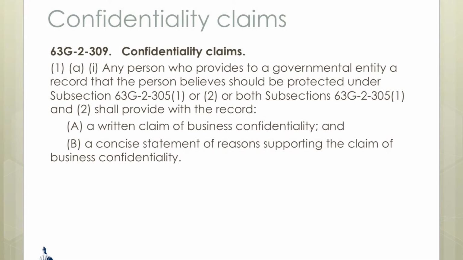So 309 is confidentiality claims, and this applies to trade secrets and situations where a contractor is providing information that, if it were disclosed, would give some other business a competitive advantage over them. So when you get that kind of information, then that business or company must provide you with a confidentiality claim if it's going to be protected. And that confidentiality claim is a concise statement of the reasons why it needs to be protected.